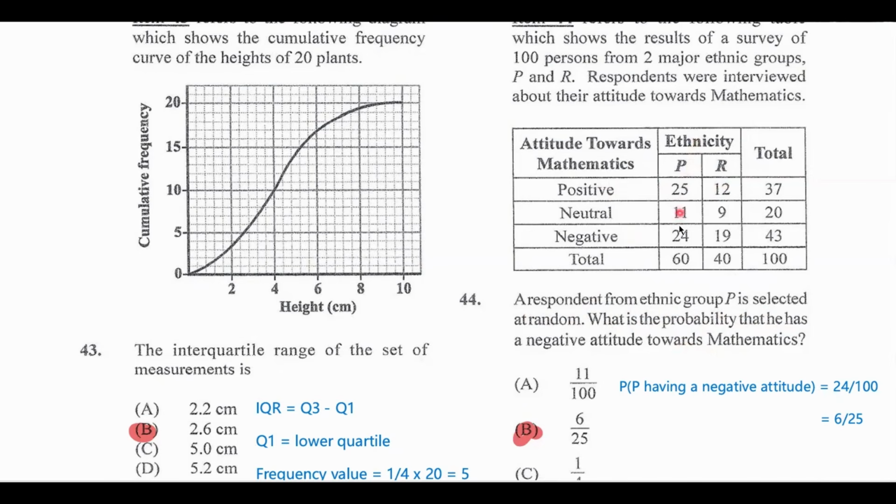So with P, negative attitude is 24. We all know probability is the number of occurrences over total possible outcomes. So the number of occurrences is 24 over 100. As you would know, 4 into 24 is 6, 4 into 100 is 25, so 6 over 25. That's B.